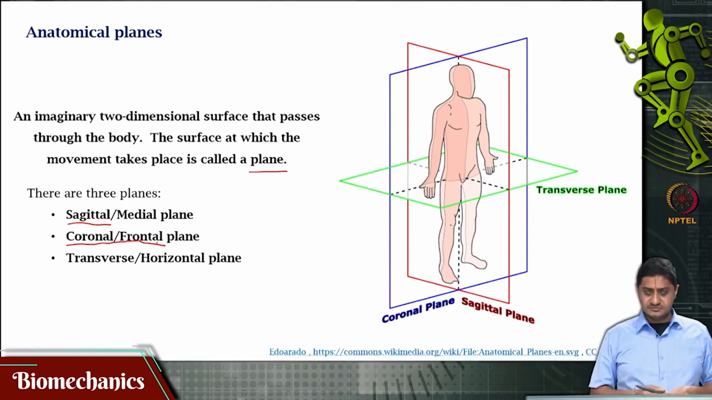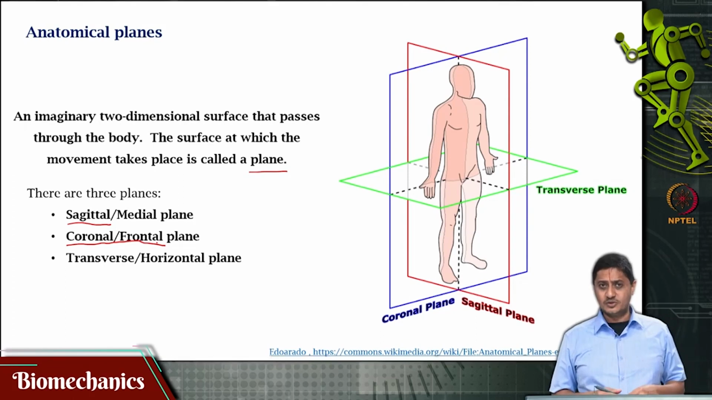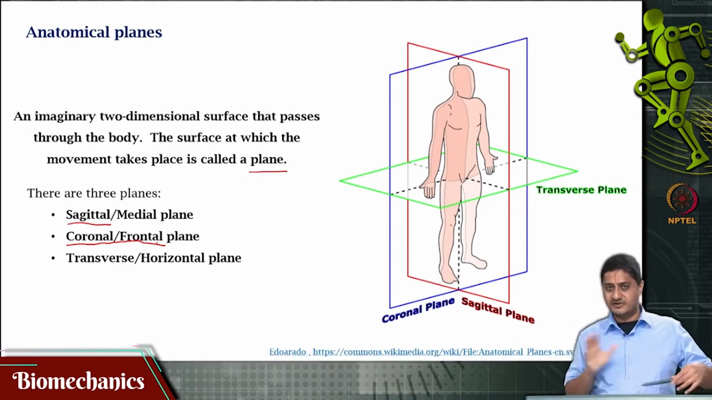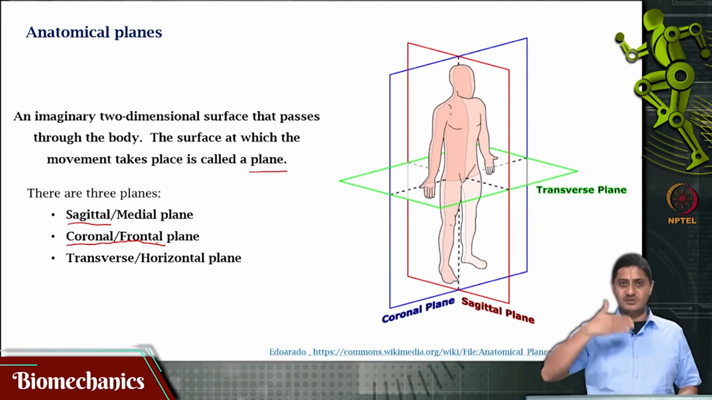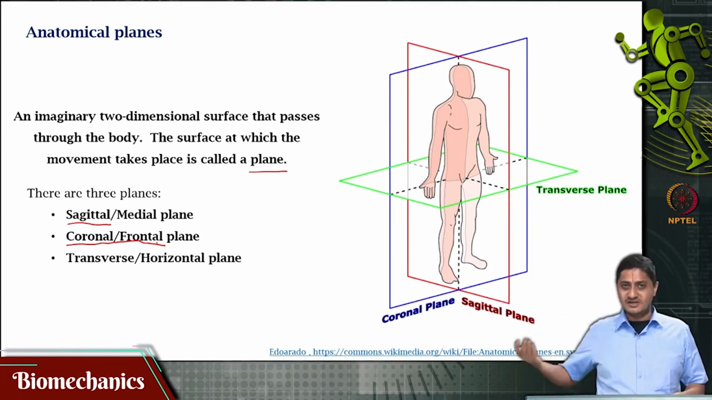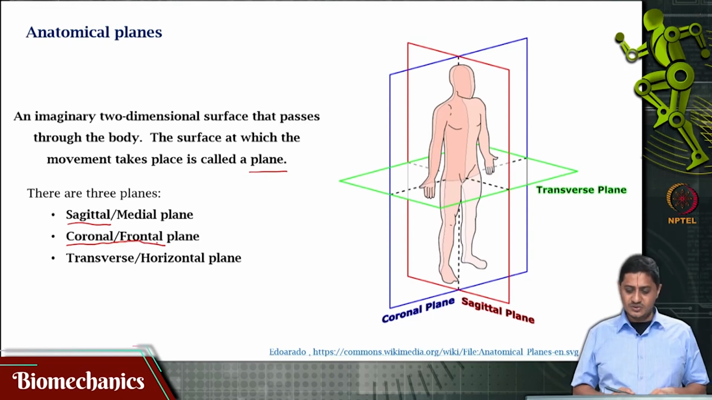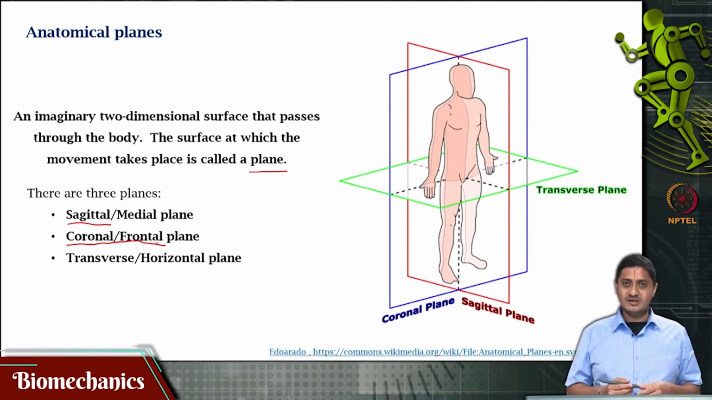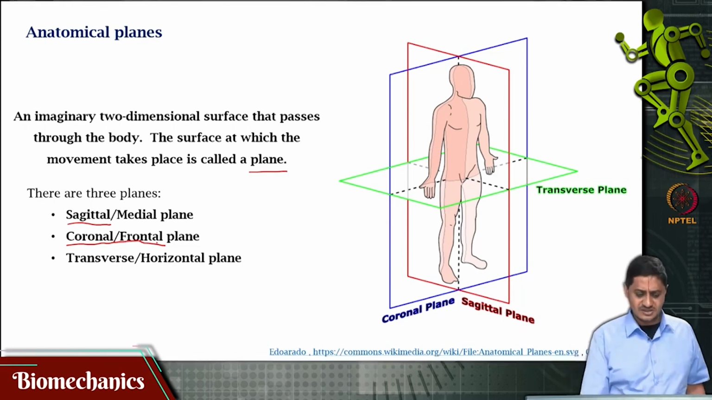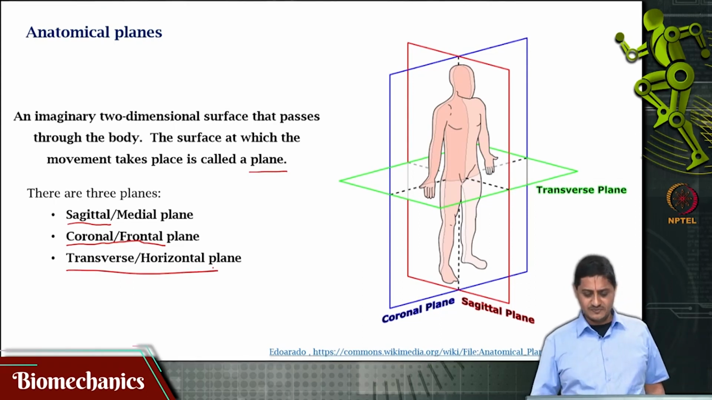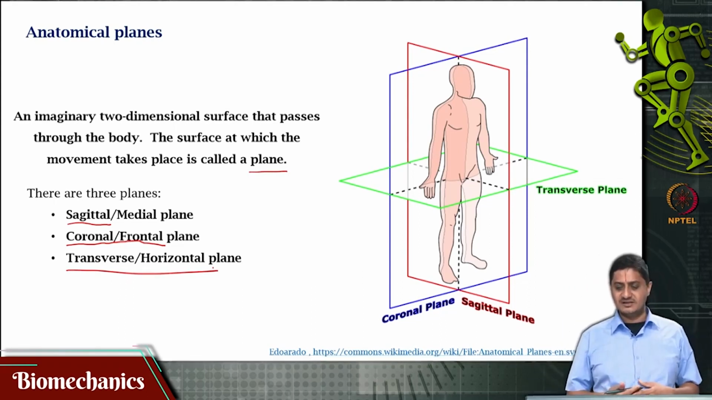Then there are 3 dimensions, right. So, we have done 2. One divides left and right, one divides front and back, then what must be the other one? The one that divides into a top and a bottom, not necessarily 2 halves. That plane which divides the body into a top portion and a bottom portion is called the transverse plane or the horizontal plane. So, these are the planes that are under discussion.